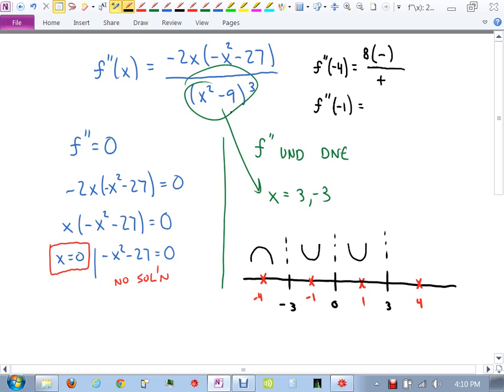What about on -1? Let me go back to -1. It was -2 times -1. Then we knew that was a negative. All over -1 squared is 1. Take away 9. So that's negative on the bottom. Shouldn't the top have been positive? Is that what we said it was? Positive. No, it's negative.